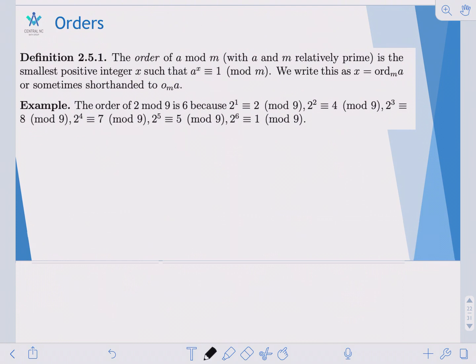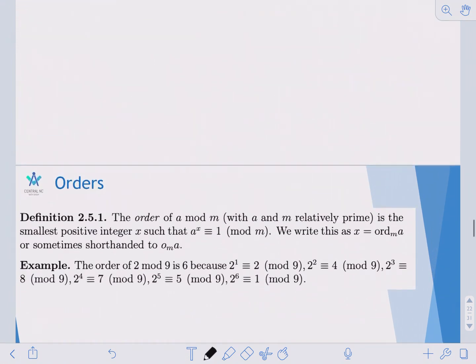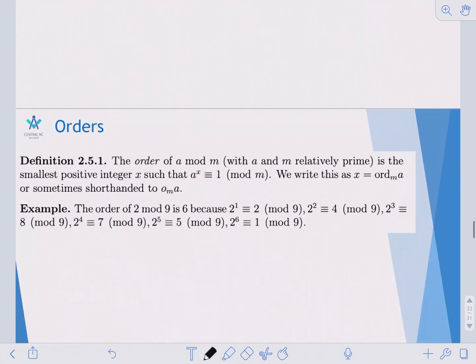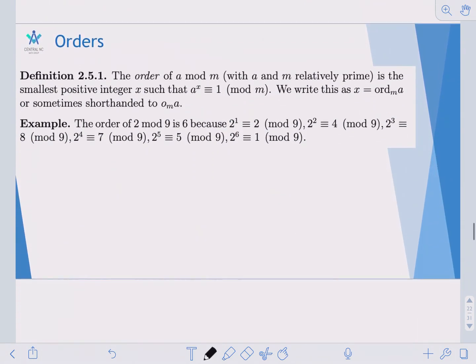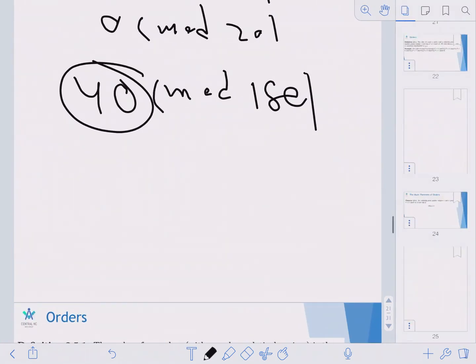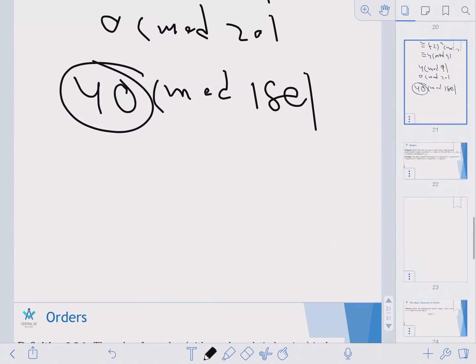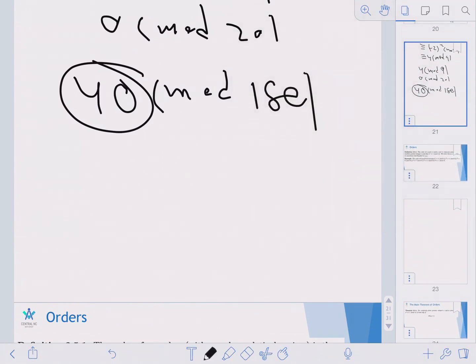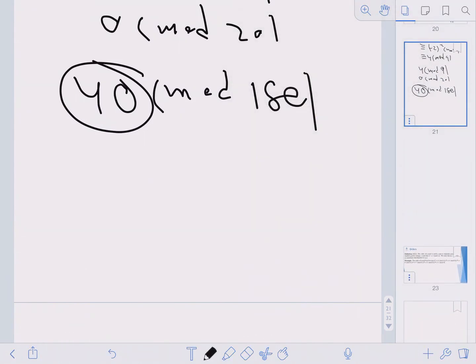Alright, let's see. With that being said, actually I forgot to mention something about Euler's theorem. I'm sorry, I went too fast. Where is it? There it is.